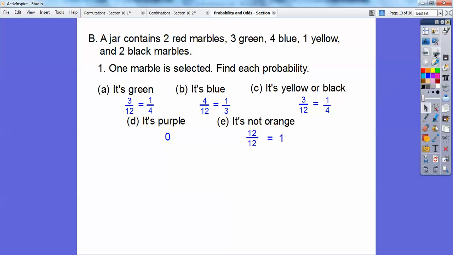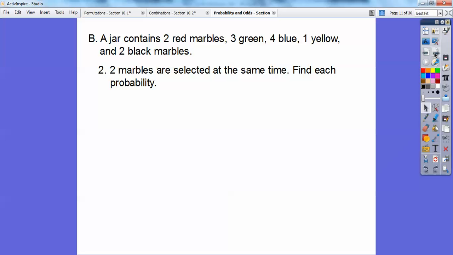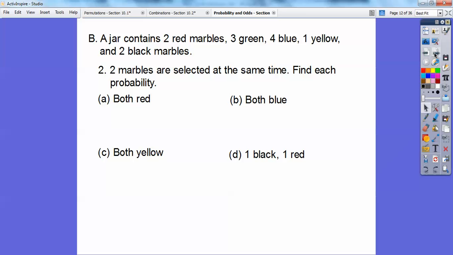Okay, so same bag of marbles, except this time 2 marbles are selected at the same time. Find each probability. Okay, so when you do it, you find the probability of each marble and you multiply those results. When it happens at the same time, you multiply those results. Okay, so we have both red, both blue, both yellow, 1 black and 1 red.